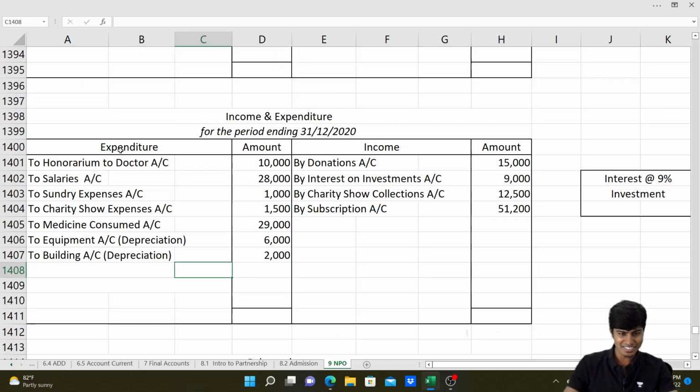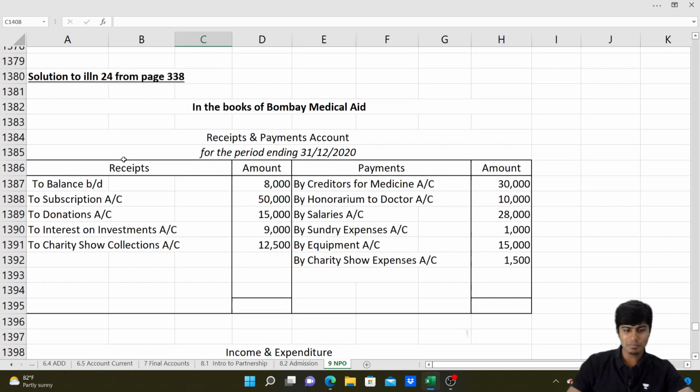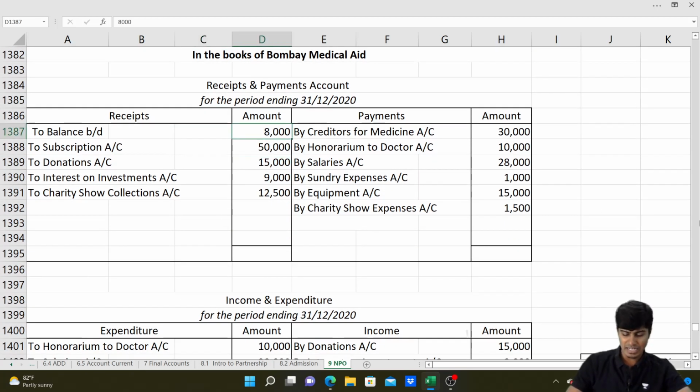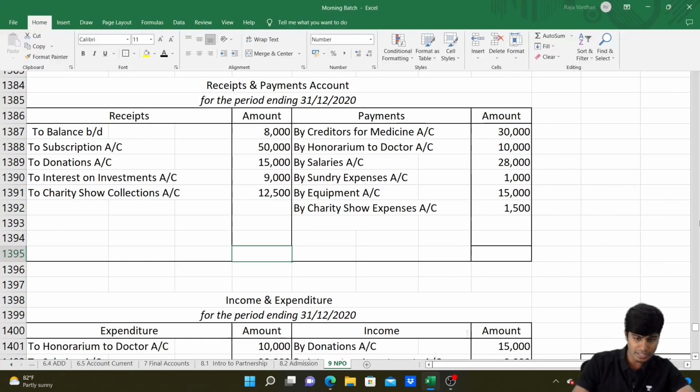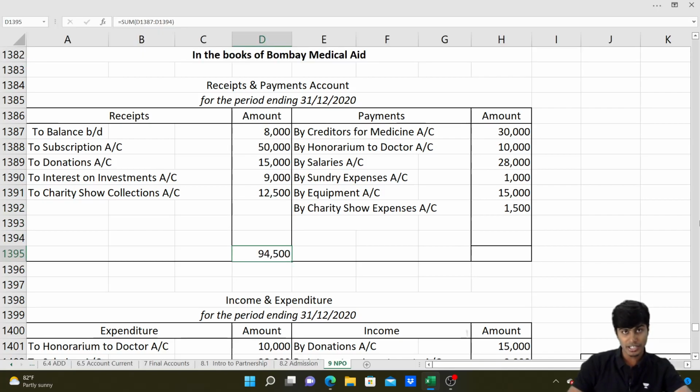Now, let's see it. So here we have receipts and payment. I'll take the total on the debit: 8 plus 50 plus 15 plus 9 plus 12,500. This is 94,500. I'll put this 94,500 here on the payment side.